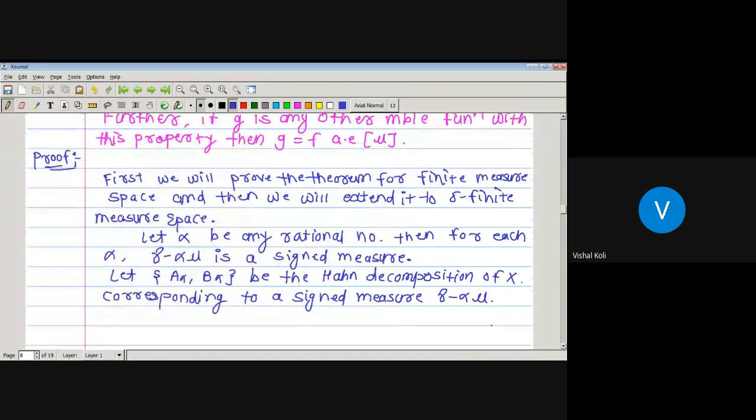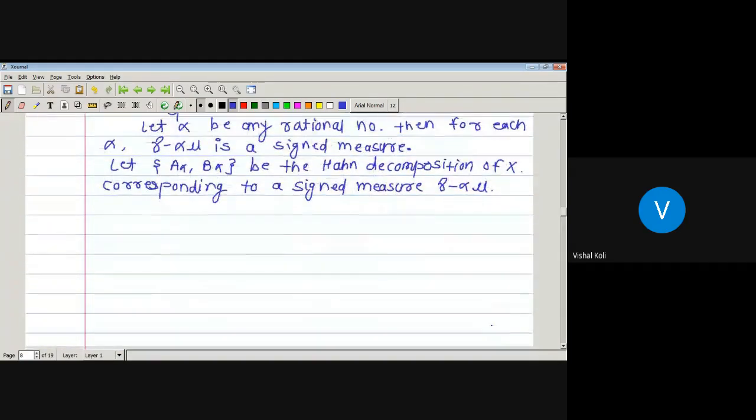Now, as here we have taken alpha to be any arbitrary rational number, and 0 is also a rational number, put alpha equal to 0. Then the signed measure gamma minus alpha mu becomes gamma minus 0 times mu, which is equal to gamma, and gamma is a measure. Now choose A naught equal to X and B naught equal to phi.